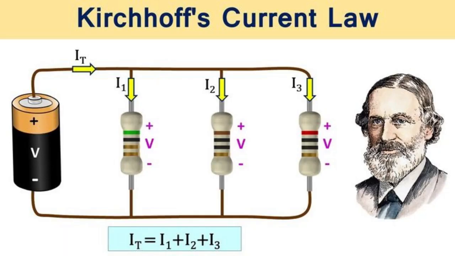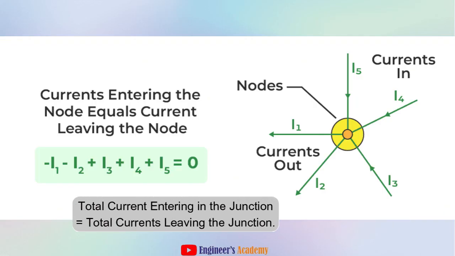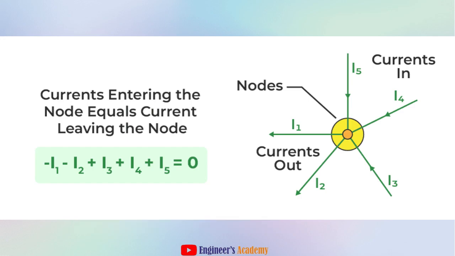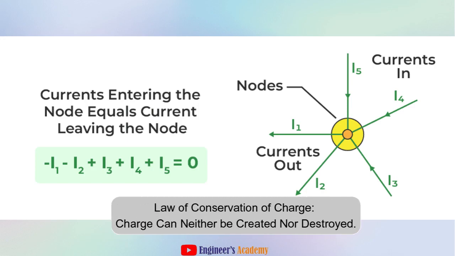So, what does Kirchhoff's current law say exactly? It states that the total current entering a junction or a node in a circuit must equal the total current leaving that node. Remember, this law is based on the principle of conservation of charge, which states that charge can neither be created nor destroyed.